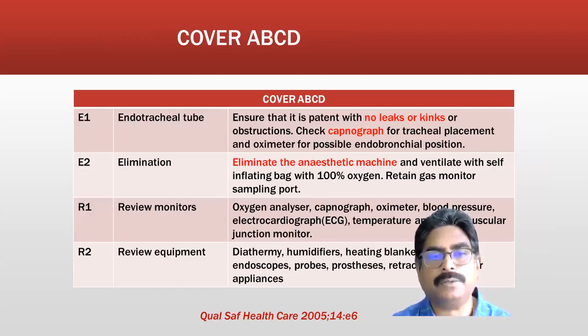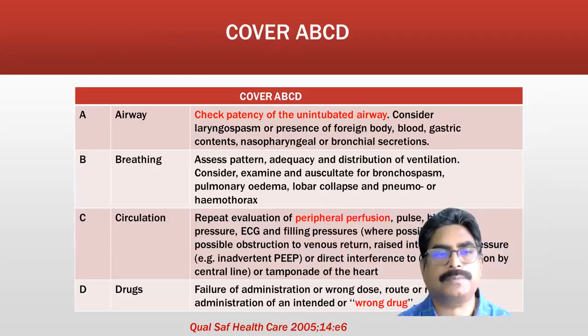And R, review of the monitors. You review all the monitors, and at the same time review the equipment also. Review the monitors: oxygen analyzer, capnography, blood pressure, ECG, temperature, and your neuromuscular monitors, and review your equipment like diathermy, humidifiers, heating blankets, endoscope probes, prostheses, retractors. You have to check the review of the equipment.